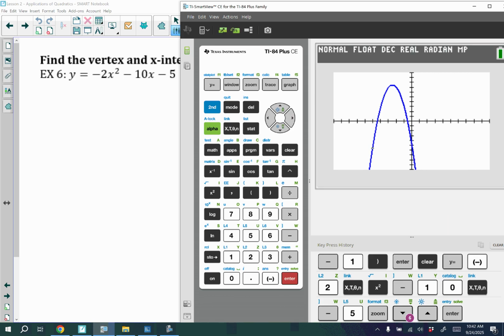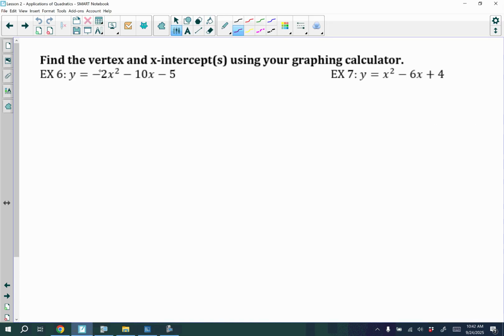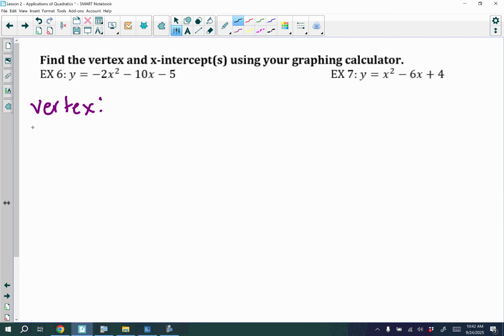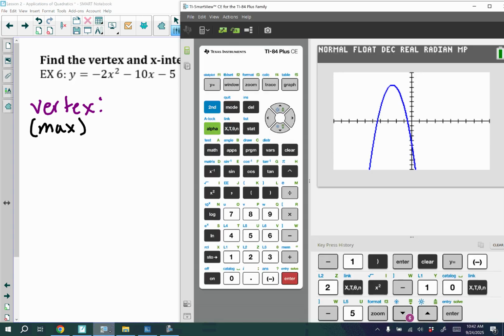Now, the first thing is we're going to find the vertex. As we talked about, the vertex can be the max or the minimum, so the highest or the lowest point. When we look at our function, notice our graph is opening down. That means our vertex is at the very top. And because it's at the very top, that means our vertex is a maximum. So make sure we note that, because we need to know that in order to find this vertex.